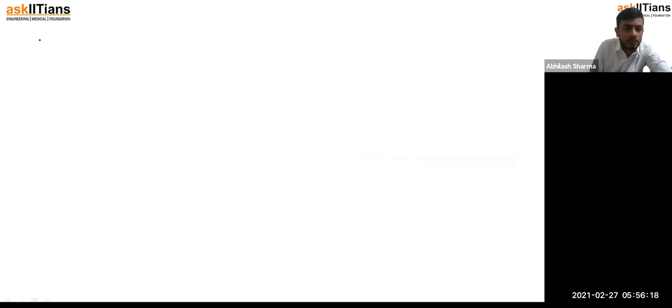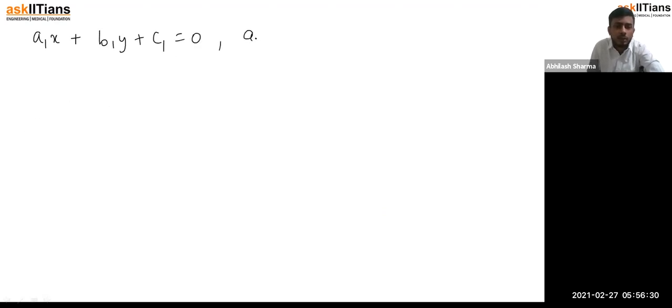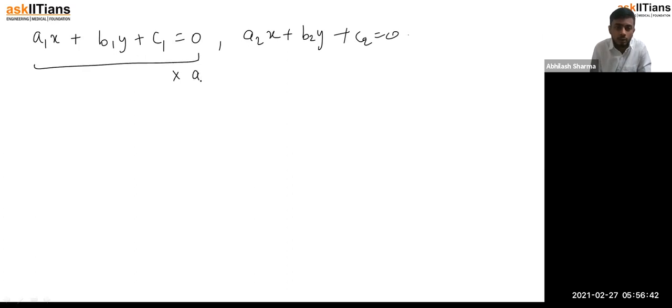So consider the equation a1x plus b1y plus c1 equal to 0, and also consider the equation a2x plus b2y plus c2 equal to 0. Now let us try to solve this by elimination. So what if I multiply this complete equation by a2 and multiply this complete equation by a1? Okay, so on both sides, if I multiply this equation by a2, what are we getting?